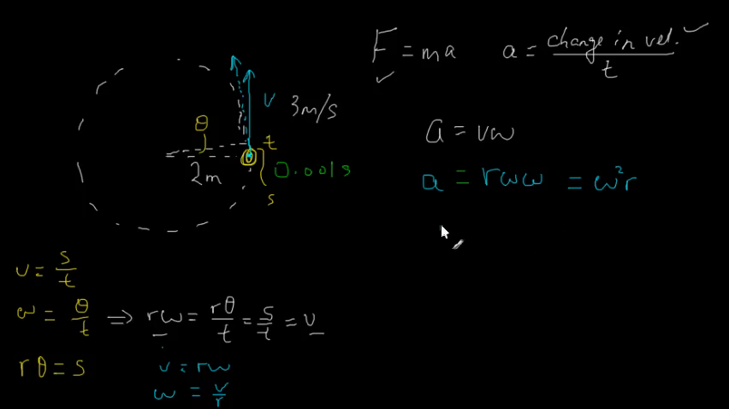Now, or I can do it another way. I can write omega in terms of v. So that's v, and omega I know from here is v over r. So v times v over r, and that is v squared over r. So now I have these two forms for the acceleration.